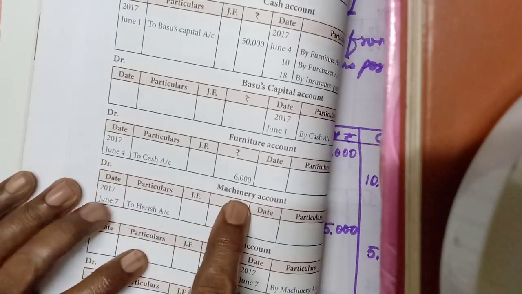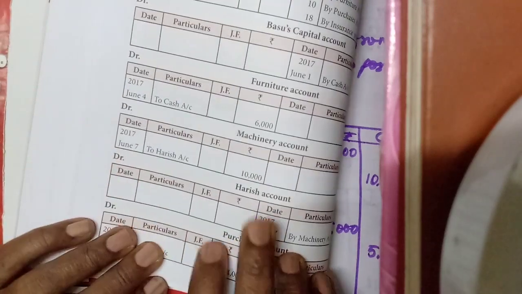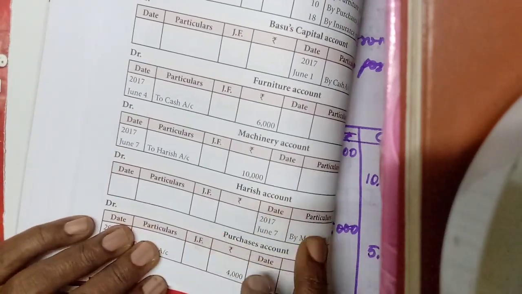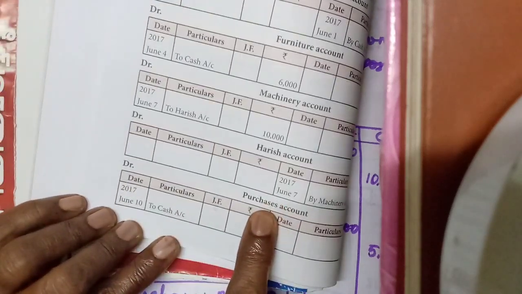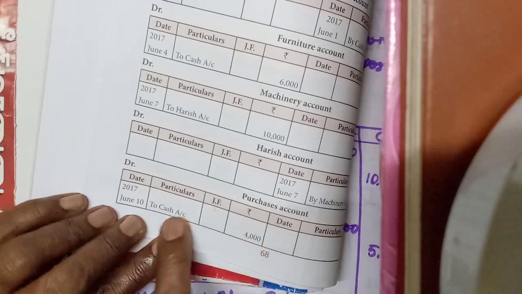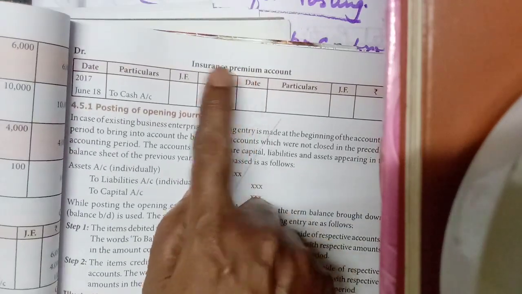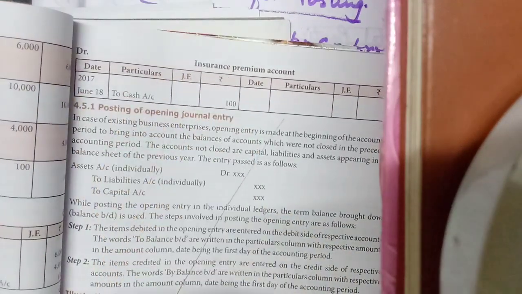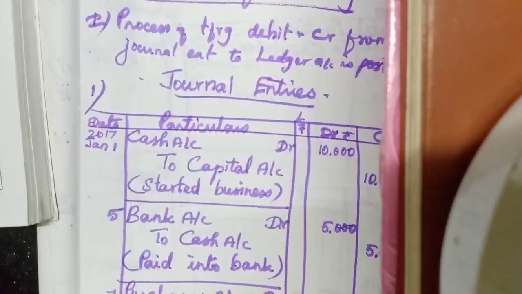Then machinery also debited, debit side to Harish. Then Harish account is credited, so credit side by machinery. When purchases account is debited in the journal entry, debit side to cash account. Then insurance premium account is debited, so debit side to cash. That's all.